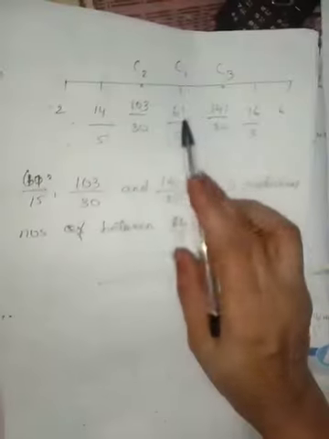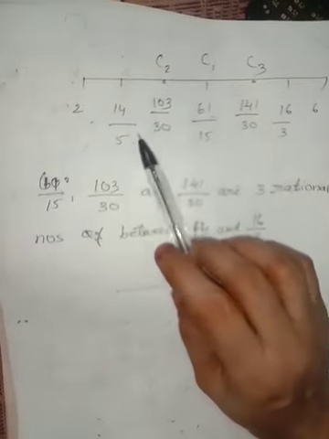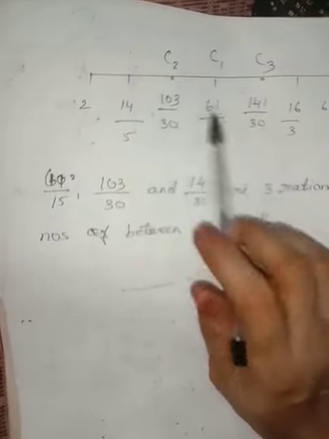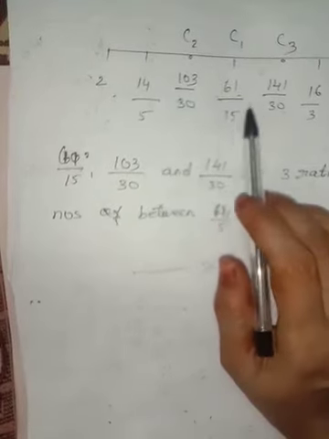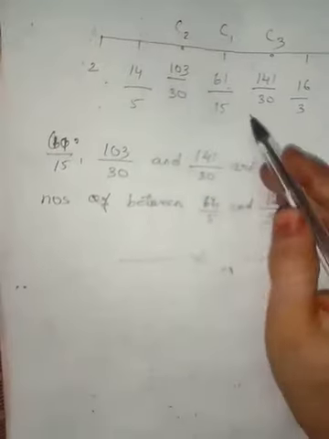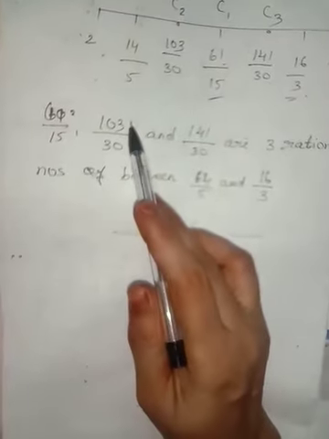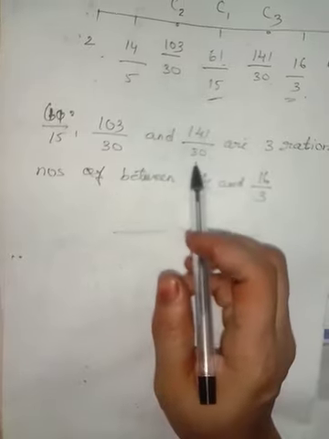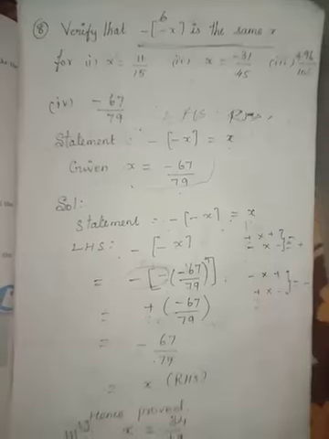See here, the first rational number lies between 14 by 5 and 16 by 3. The second rational number lies between 14 by 5 and 61 by 15. The third rational number lies between 61 by 15 and 16 by 3. That's why we get 61 by 15, 103 by 30 and 141 by 30 as 3 rational numbers between 14 by 5 and 16 by 3.